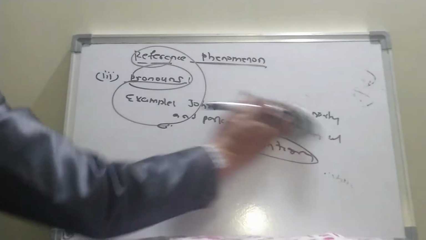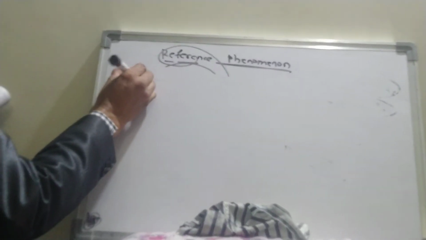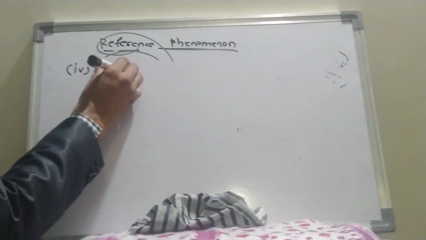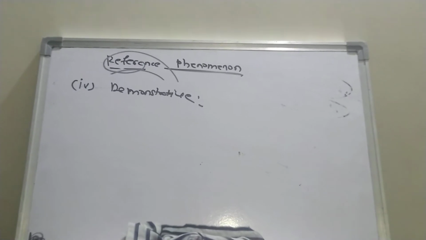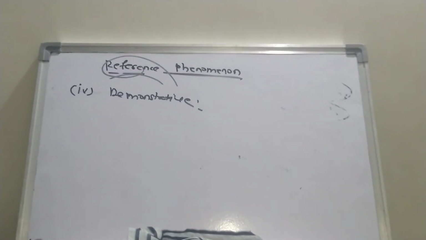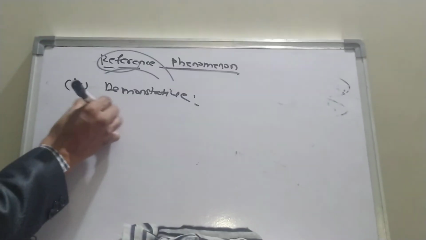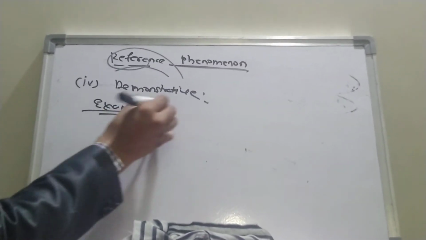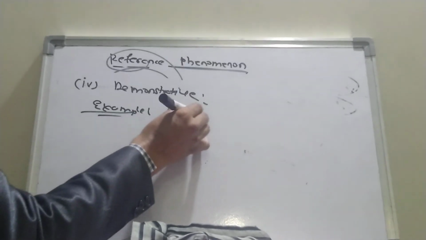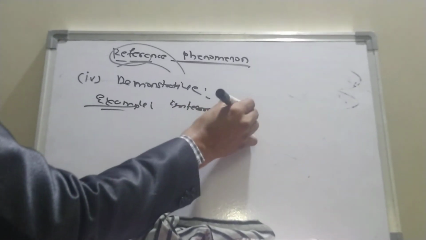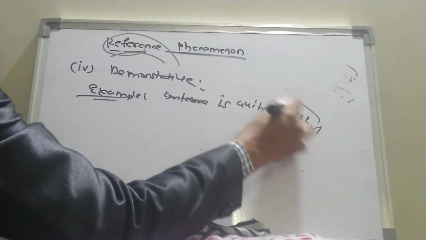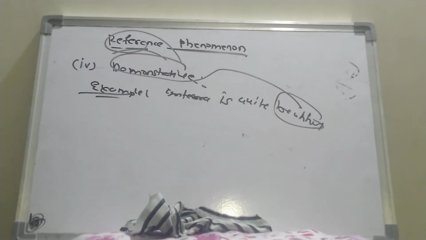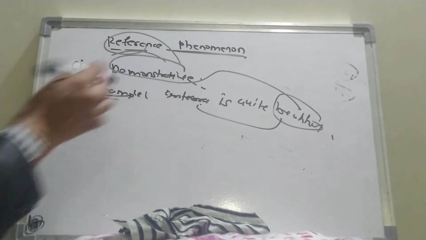Next are the demonstratives. Number 4 is demonstratives. Demonstratives will also give you different types of reference problems. An example is "That Integra is quite beautiful." So this is the demonstrative one, and this will also create a reference to what we are using.